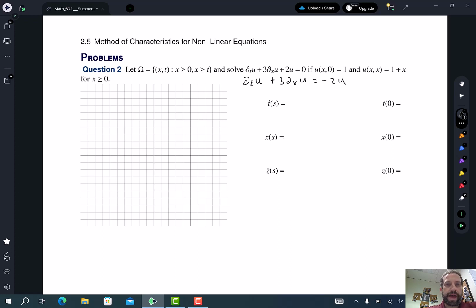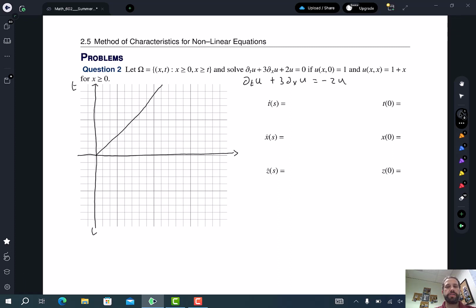Now I want to look at the region that I'm given and the Cauchy data and sketch that. This is step 2, finding the Cauchy curve. So omega is going to be the right half plane, x greater than or equal to 0, and x greater than or equal to t. Let me draw some axes here. This will be the t-axis, and this will be the x-axis. And I want x greater than or equal to 0 and x greater than or equal to t. So I'm going to draw x equals t.